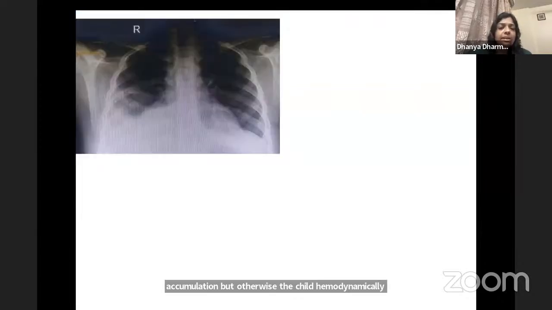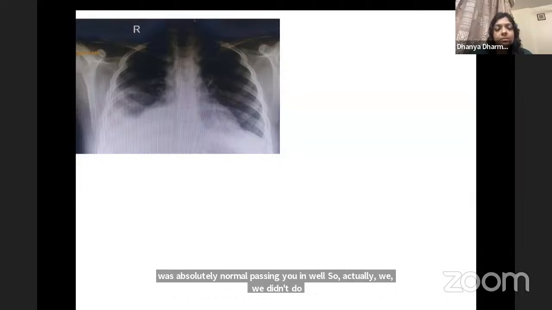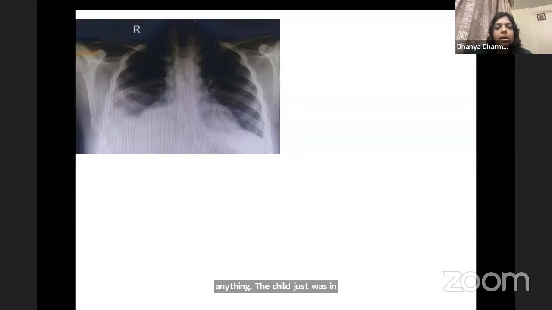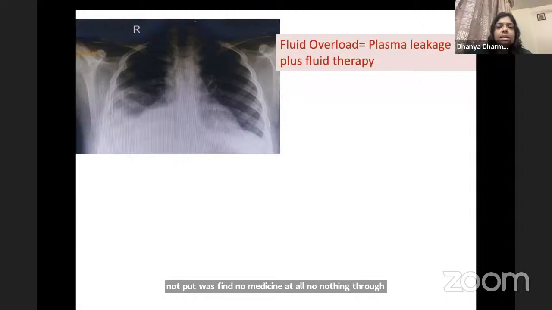So we didn't do anything. The child just was in the ward, and we just monitored. The hemodynamic status was fine, urine output was fine, no medicine at all, nothing through the IV route.